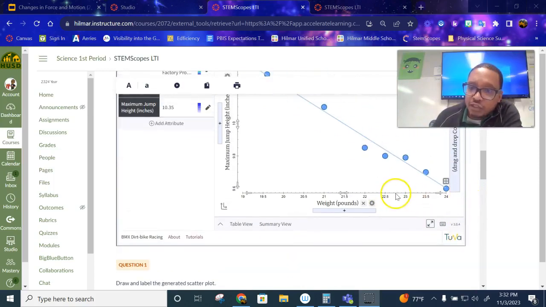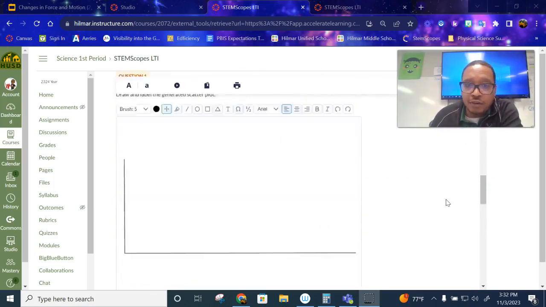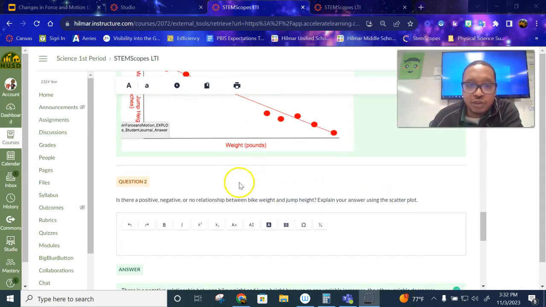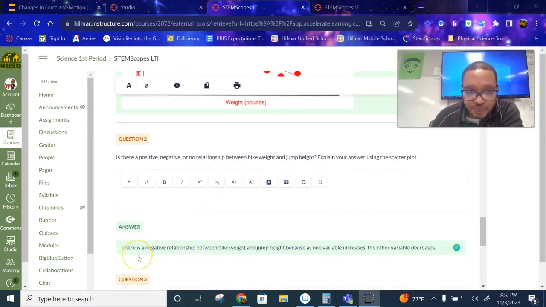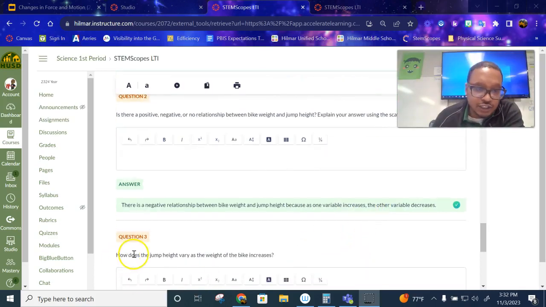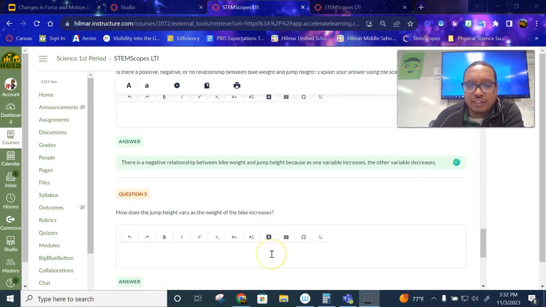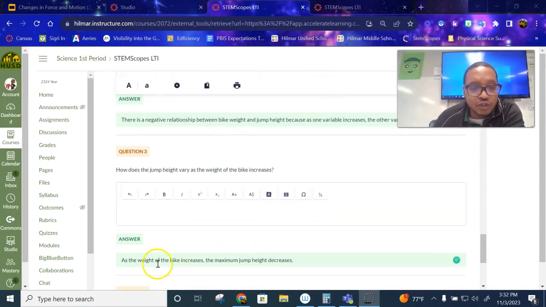And you would just explain it using this graph, saying, hey, the weight of the bike goes up, then the actual jump height of the bike seems to be decreasing. So that explains this one. There is a negative relationship between the bike weight and the jump height, because as one variable increases, the other variable decreases. Then the next thing is, how does the jump height vary as the weight of the bike increases? That's a very similar answer. As the weight of the bike increases, the maximum jump height decreases. That's exactly what we talked about, right?